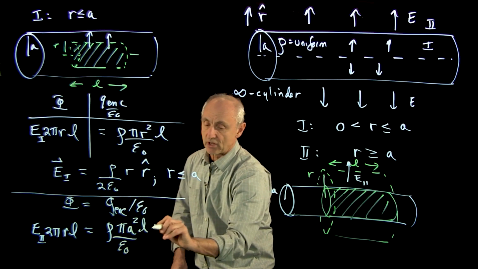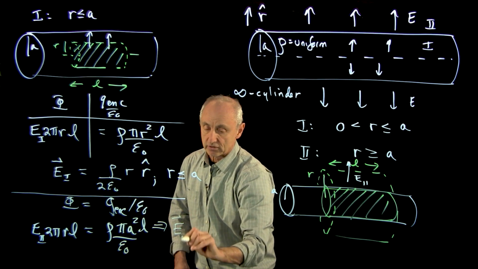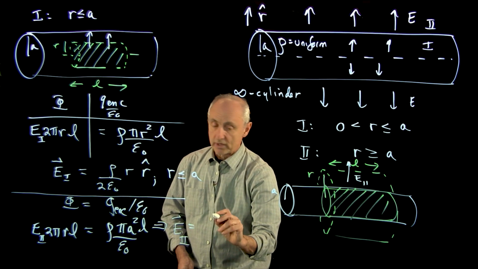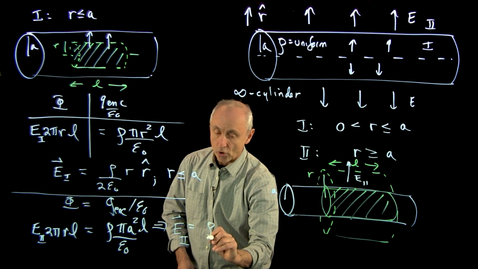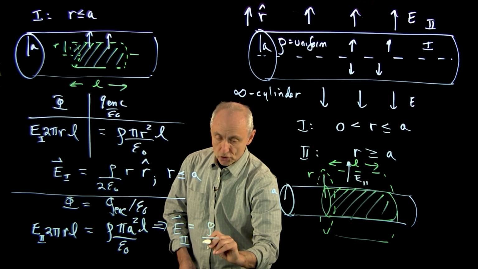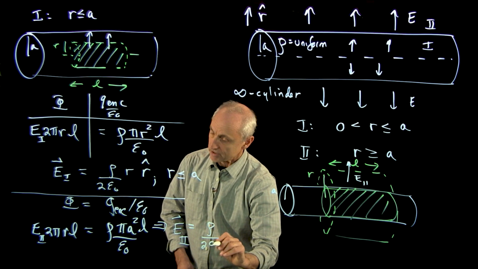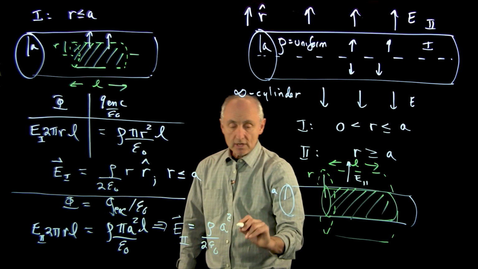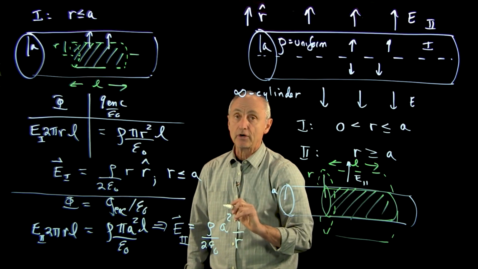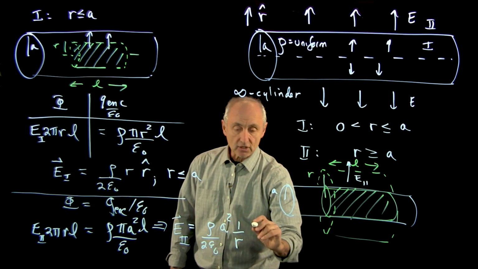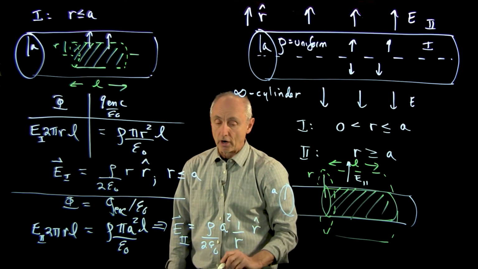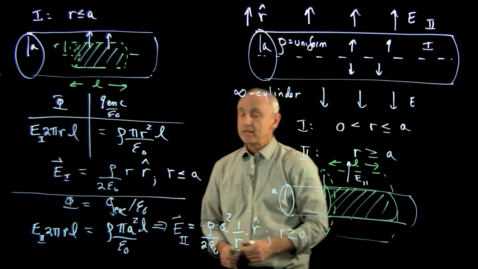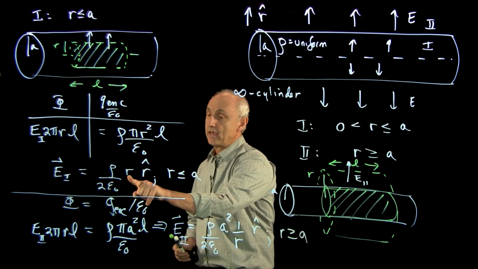And so this tells us that the electric field in region 2, when we solve for this, we get ρ over 2 epsilon naught times a squared over r. And now, just like the field of a wire, the electric field outside goes like 1 over r. And this is true for r bigger than a.